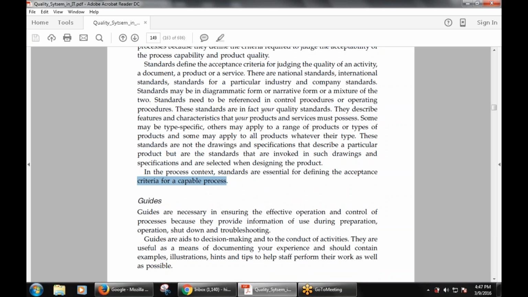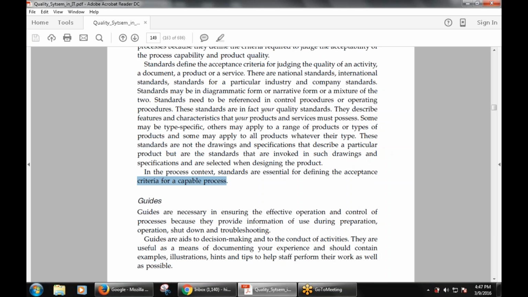Now, next are the guides that are necessary in ensuring the effective operation and control of the process. This is how the effective operation will be carried out, and how to control the processes, that is the guides, because they provide the information of use during preparation, operation, shutdown and troubleshooting. So they provide information of use during the preparation, during the operation, during the shutdown and during the troubleshooting, that is the guide. So guides are aids to decision making.